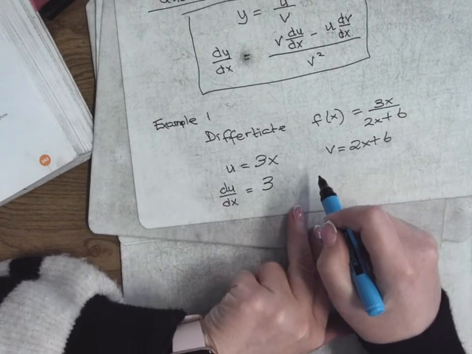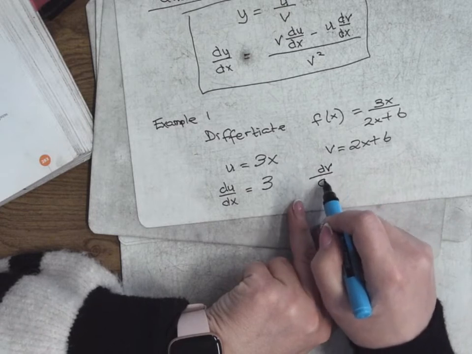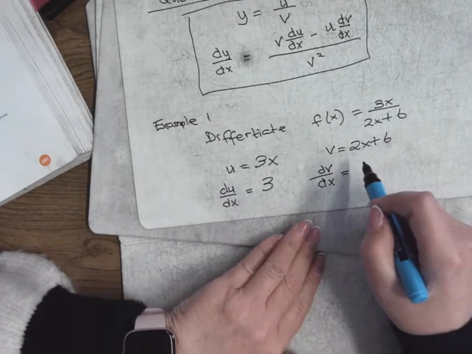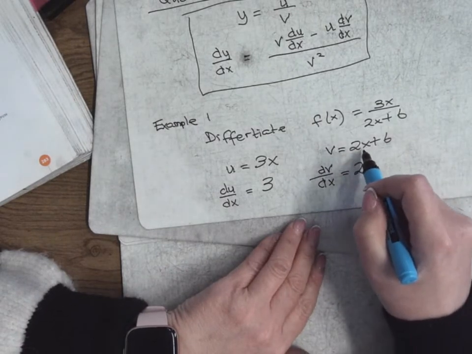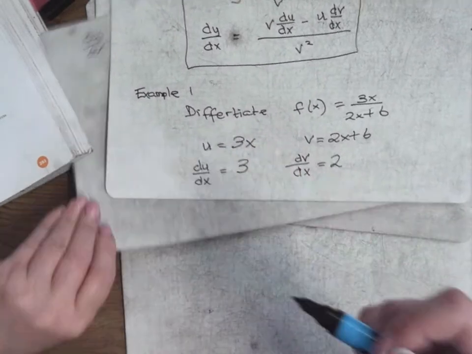Differentiate below the line, what will I call it? dv dx. Right? Differentiate below the line, what do I get? 2. Right? Differentiate 2x, you get 2. Differentiate 6, you get nothing. Right? Okay. Then you write out the formula.